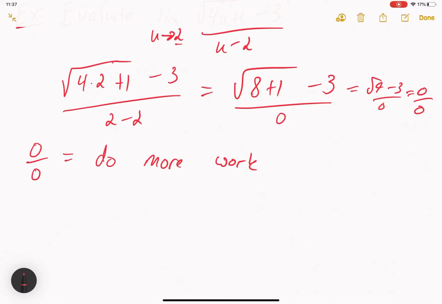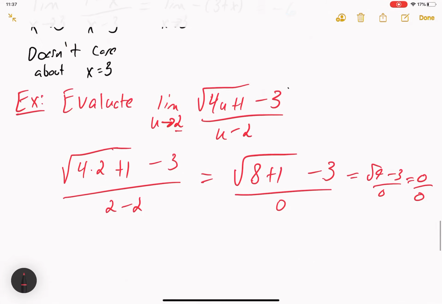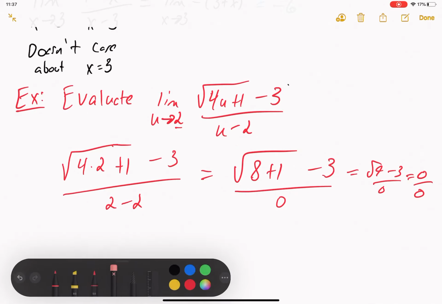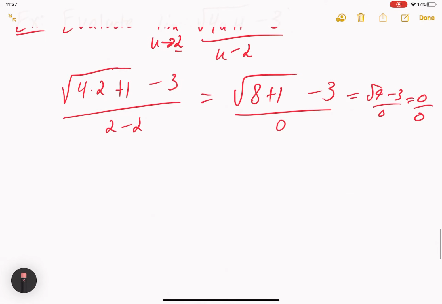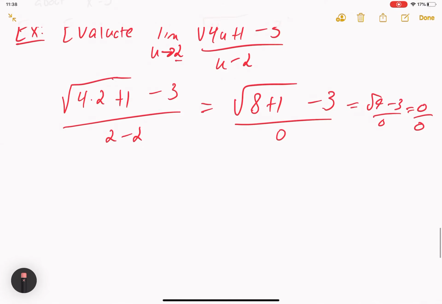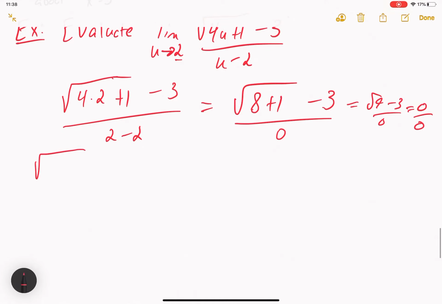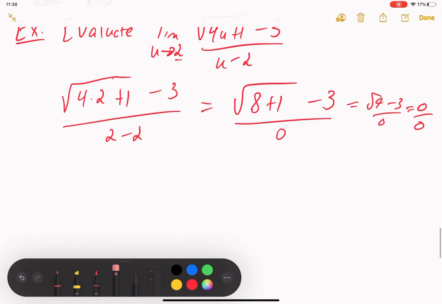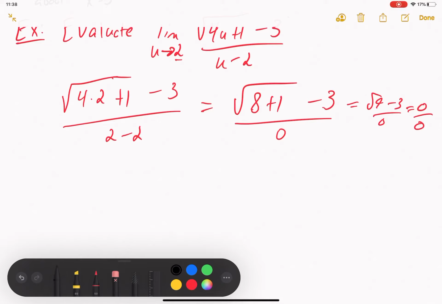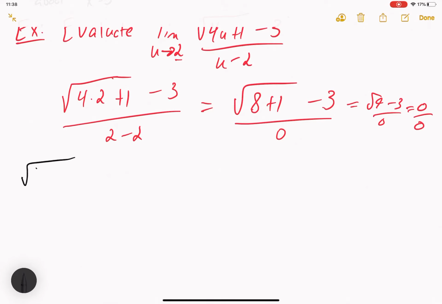So now the question is, and this is where your pre-calculus comes in, this is why having a good solid foundation matters: how do you simplify that? How do you write that in a nicer way? And this is where you have to learn some algebra. So now we're just going to forget the limit real quick, and work with the actual function. So we have the square root of 4u plus 1 minus 3 over u minus 2.